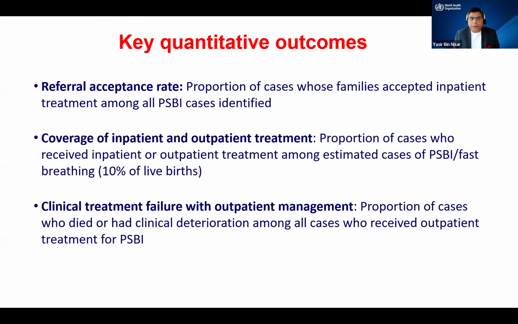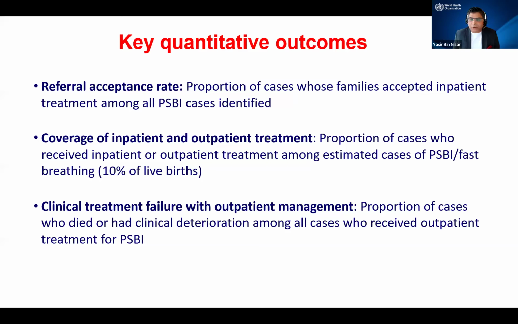We actually put 3 key quantitative outcomes for this implementation research. One is referral acceptance rate. There was some concern that once we offer outpatient treatment, people would not accept referral and would prefer to have outpatient treatment. So we put it as one of the key outcomes for this implementation research. Second was coverage of inpatient and outpatient treatment, because there was a concern that even with this, coverage won't increase.